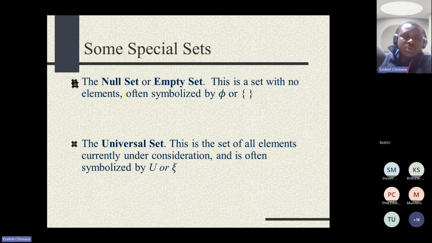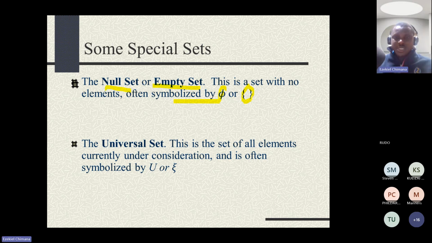So let's talk about what we call a null set and an empty set. A null set or an empty set is a set with no elements, often symbolized by this circle with a stroke, something like a phi, and it can also be represented by two curly braces without anything in between. So this is called a null set. You can call it a null set or an empty set.